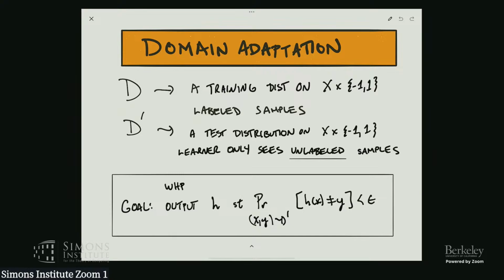Okay, motivated in large part by the AI for health problem. And the goal is with high probability, after the learner has seen both labeled and unlabeled samples from D and D prime, to output a classifier H whose loss with respect to D prime, the test distribution, is actually small. Not with respect to D, but with respect to D prime. That's the key, one huge difference here.